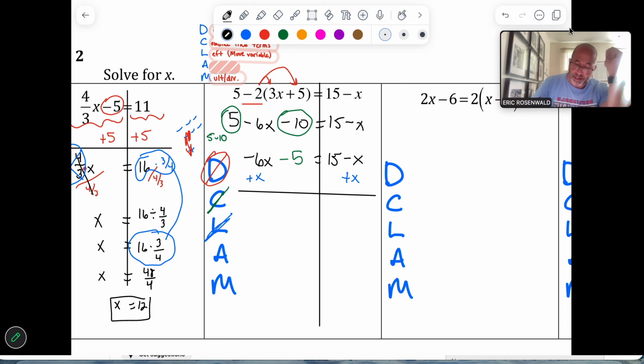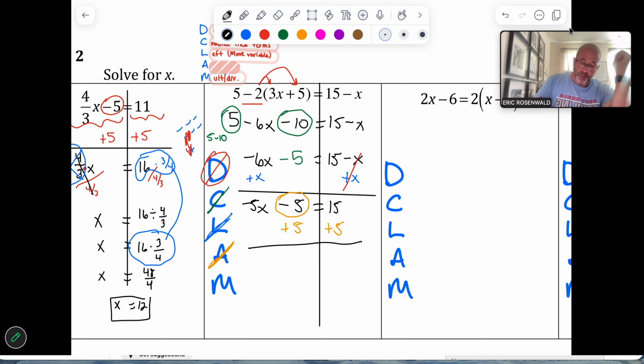So we have -5x minus 5 is equal to 15, and again, these x's are going to cancel each other out. Next step, adding or subtracting. So let's go ahead and take care of the adding or subtracting. I look at the -5, and the inverse of subtracting 5 is we're going to go ahead and add 5 to both sides. And we end up with -5x is going to equal 20.